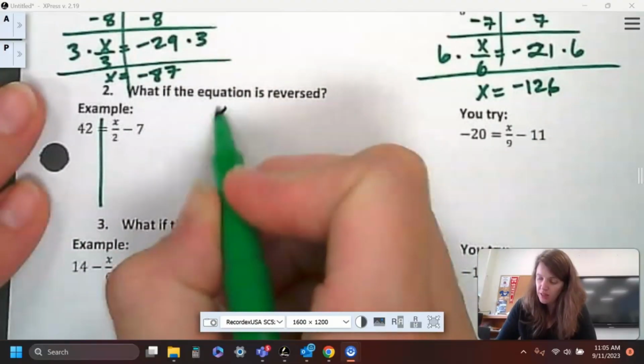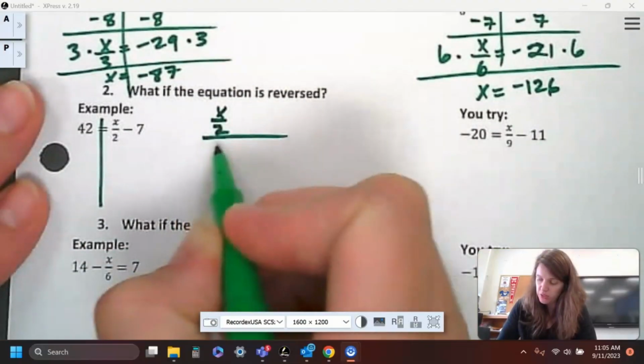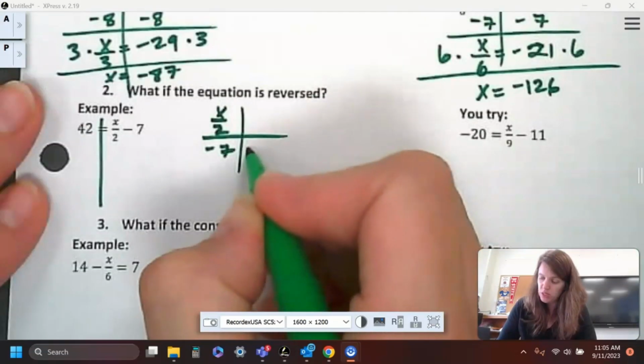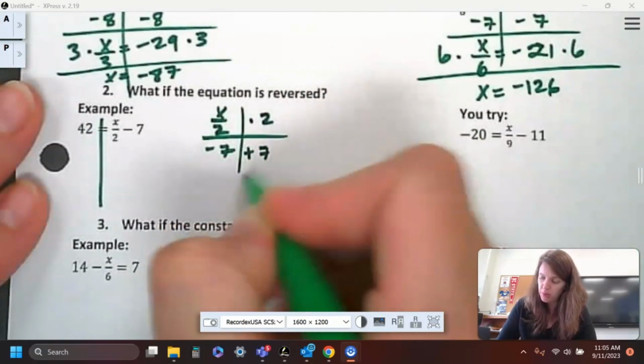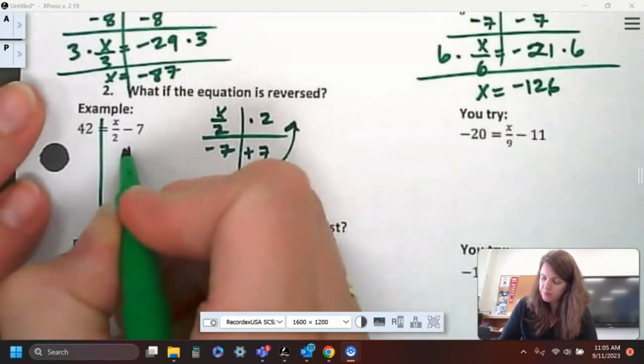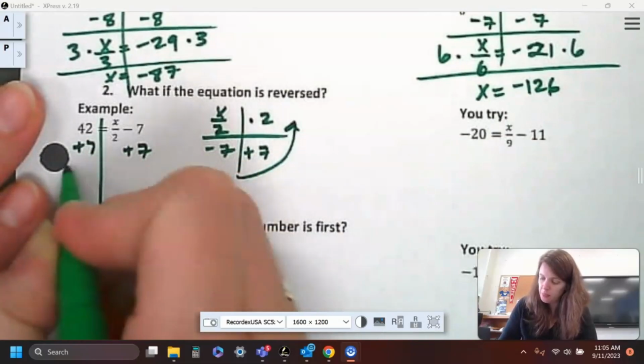So I still see that x is being divided by 2. That's my first thing I see. And then I see that there's a subtracting of 7. Well, the opposite of those things would be adding 7 and multiplying by 2. So I'm going to do those in reverse order, right? So we have a plus 7 on both sides.